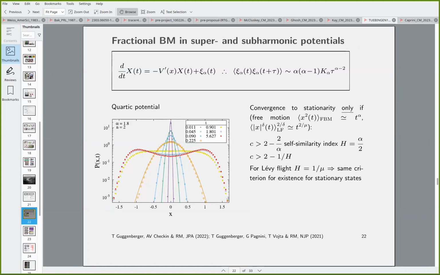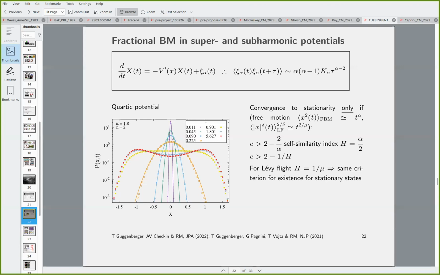Now let's go back to fractional Brownian motion. And we see that when we go to a quartic potential, again, we have deviations from what we would expect. I mean, it's a nice simple potential. In the harmonic case, fractional Brownian motion, we heard, always stays Gaussian.